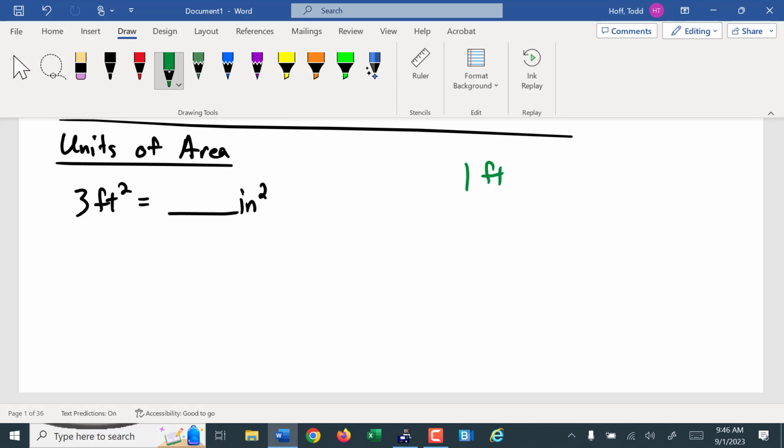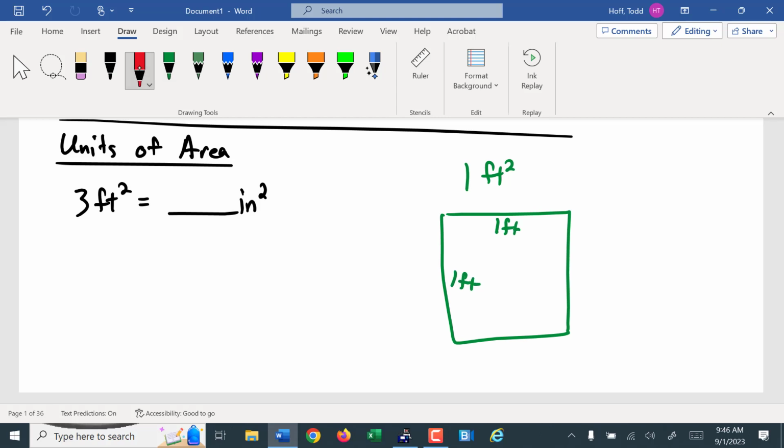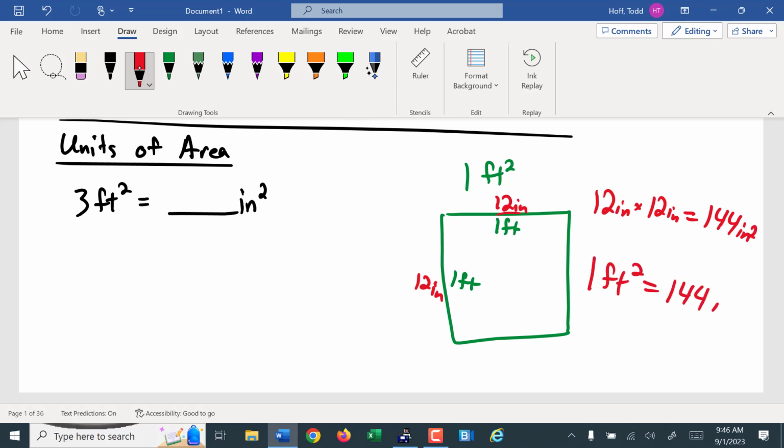1 square foot is defined to be a square that's 1 foot by 1 foot. Well, we know 1 foot is 12 inches, so this is 12 inches by 12 inches. The area of that square, length times width, 12 inches times 12 inches, is going to be 144 square inches. So 1 square foot is 144 square inches.